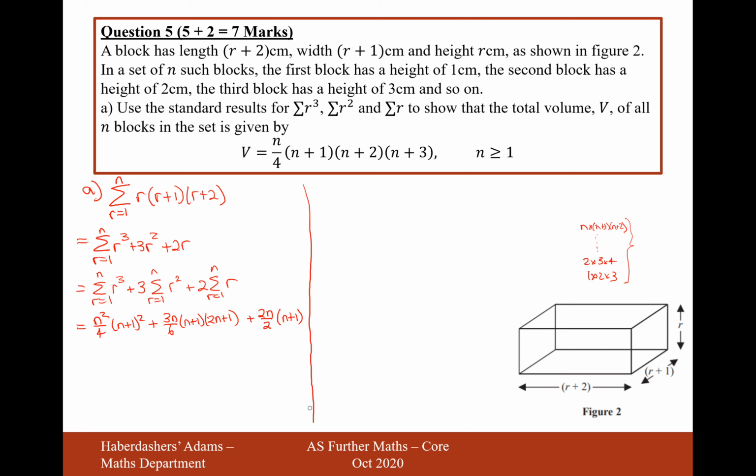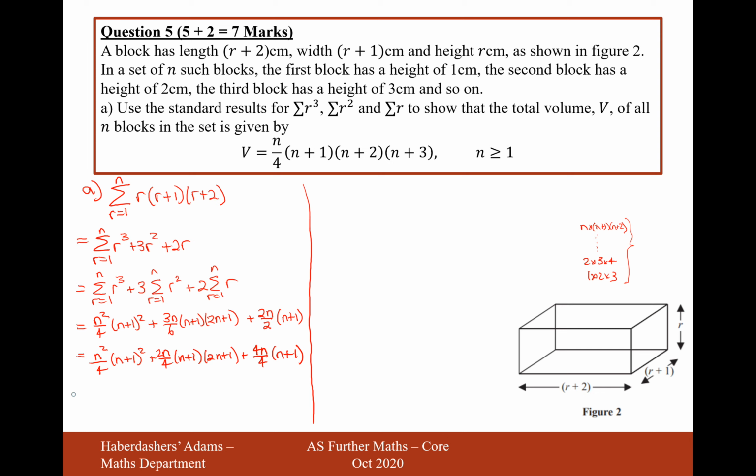Okay, the next thing we need to do now is create common denominators, because that's going to help our next factorising step. So we create common denominators of 4 on all of them. So n squared over 4, n plus 1 squared, plus, this is now a half, so we can rewrite this fraction as 2 over 4, n plus 1, 2n plus 1. And the last one is going to be 4n over 4, n plus 1.